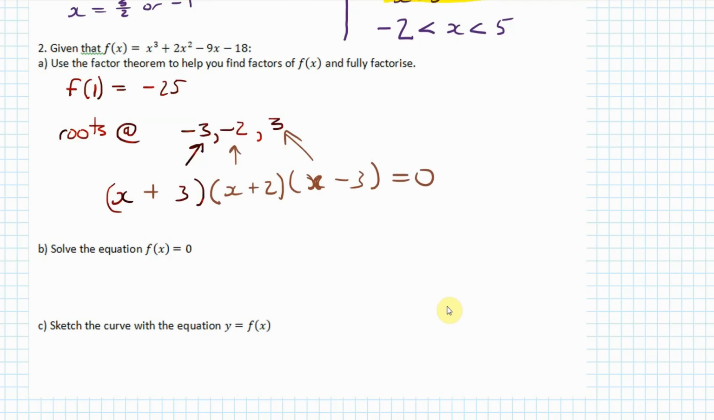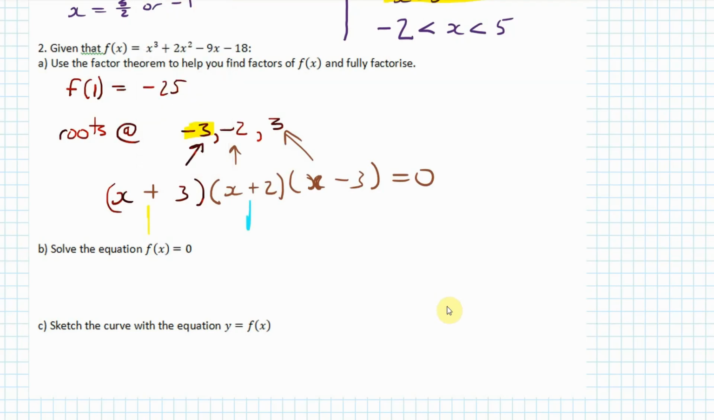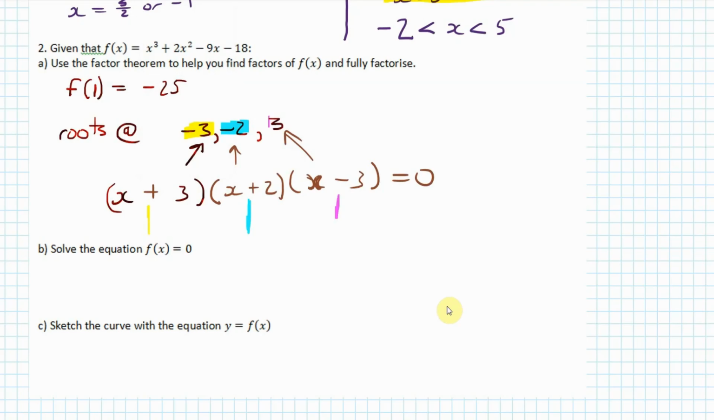Why do you know it? Because when you are trying to find solutions to an equation that's factorized, you know this solution here is that one there. And this solution here, well, you'd need a minus 2. And this solution here, you'd need a positive 3. Okay, so we've fully factorized that equation now. Now we've got to solve the equation. Well, we already did that. f(x) equals 0. Where does it equal 0? At the roots. When x is equal to minus 3, minus 2, or 3.